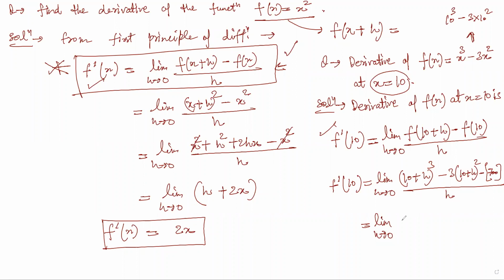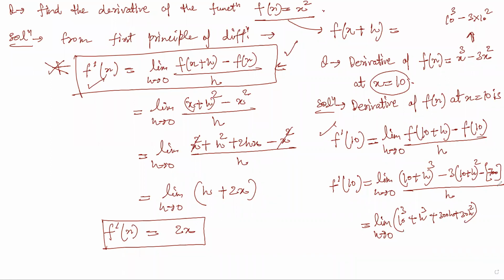So if you open it you will get 10 cube plus h cube plus 3 into 10 square h, which would be 300h, plus 3 into 10 into h square, which would be 30h square. अब ये फॉर्मूला तुम्हें थोड़ा याद होने चाहिए. मेरे को याद है, मैं फटाफट लगाते जा रहा हूँ इनको.